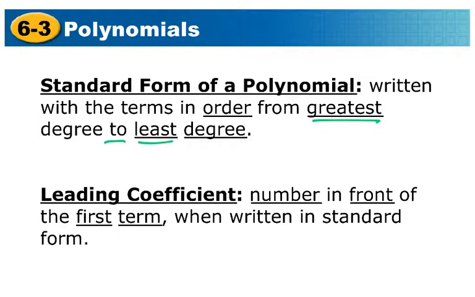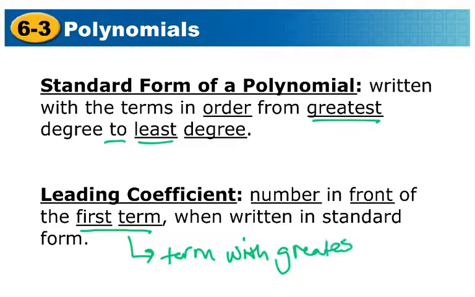Then we have something called a leading coefficient, and a leading coefficient has to do with the degree of the polynomial. So it's the number in front of the first term or the term with the greatest degree. Because it says when written in standard form. So just that we have that.